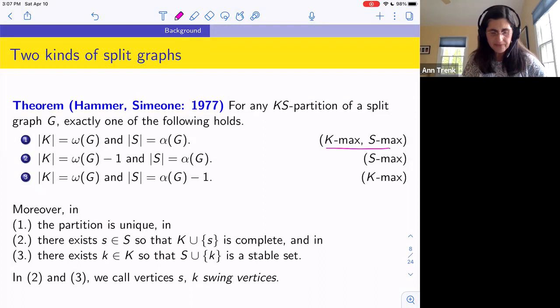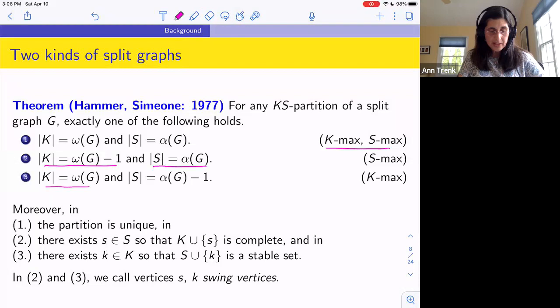Or you're not in that case, and the alternative is you can be either S-max or K-max. So if you are S-max and your stable set is size alpha in the graph, then your K will be one less than the maximum size clique in the graph. Or if you have a K-max partition, then the K is the clique number of the graph and the S is one less than the largest stable set in the graph. So exactly one of these three will happen for any KS partition of a split graph.